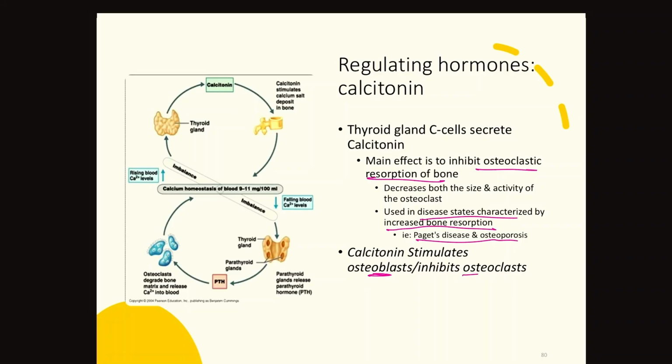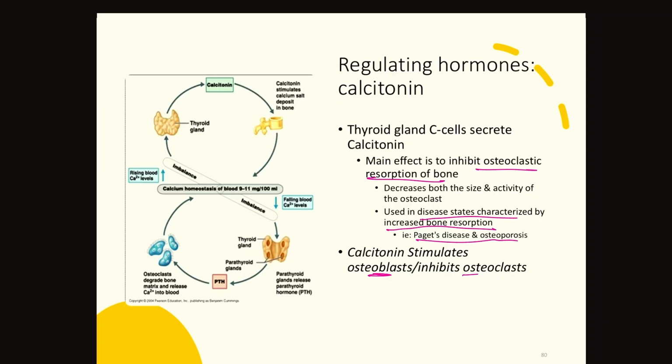Yes? This may be a dumb question, but what does it mean, inhibit osteoclastic resorption of bone? So what do the osteoclasts do? Break down bone. So if I'm going to inhibit that, it's to not break down bone? Okay. So all calcitonin is going to do is stop the osteoclast from breaking down the bone and stimulate the osteoblast to start building more bone.